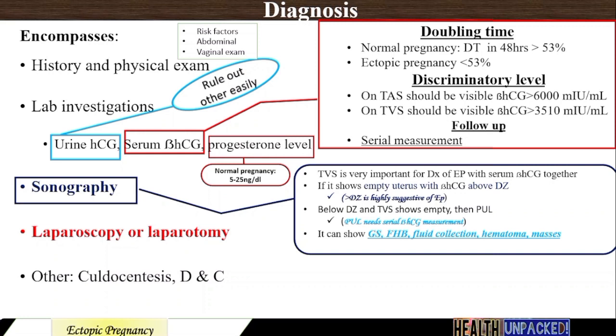It could be intrauterine with an early pregnancy, usually when the pregnancy is not big enough to be visualized by ultrasound. So that needs serial HCG measurement. We have to measure the amount of HCG continuously, and if it is increasing and the uterus is empty, that suggests ectopic pregnancy. The other findings can show a gestational sac, fetal heartbeat, or fluid collection or hematoma, masses. If the tube ruptures, it is possible to observe some hematoma and masses.